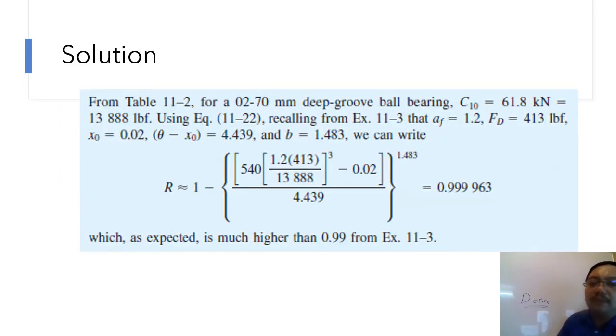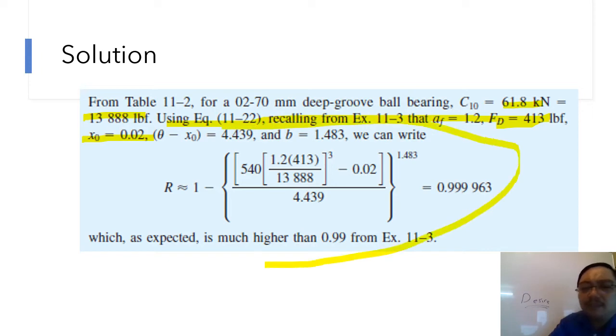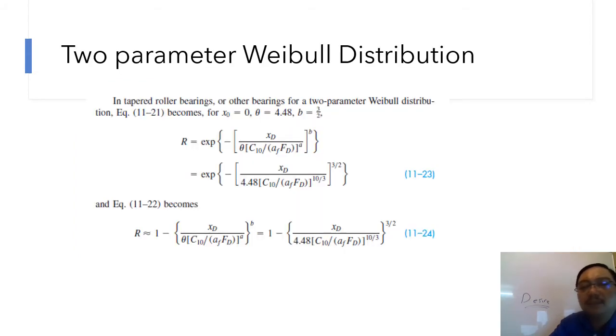Okay, so for table 11.2, 0.2 millimeter bearings, C10 is 61.8 kilonewton, equivalent to 30,000 pound. Using equation 11.12, recalling equation, AF equals 1.2, FD desired is 413. Okay, X naught 0.2. It is better if you have the textbook with you, go back to example 11.3, you will see what the question wants. And then you get this value, which is expected to be much higher than 0.99.